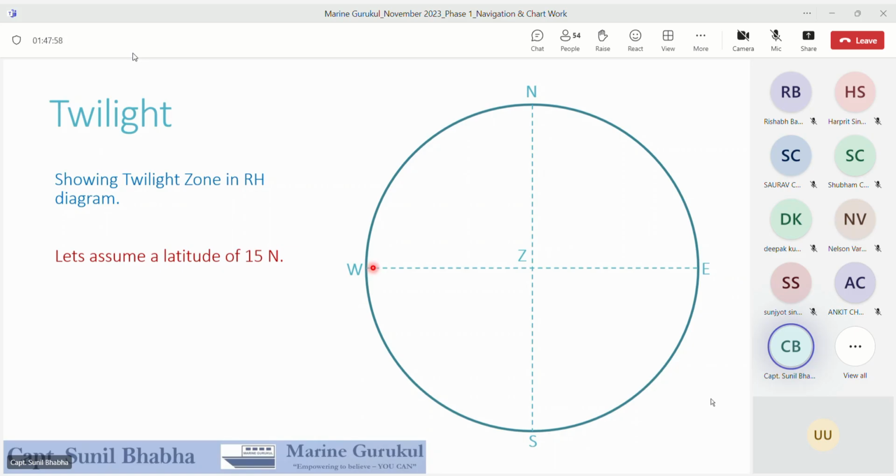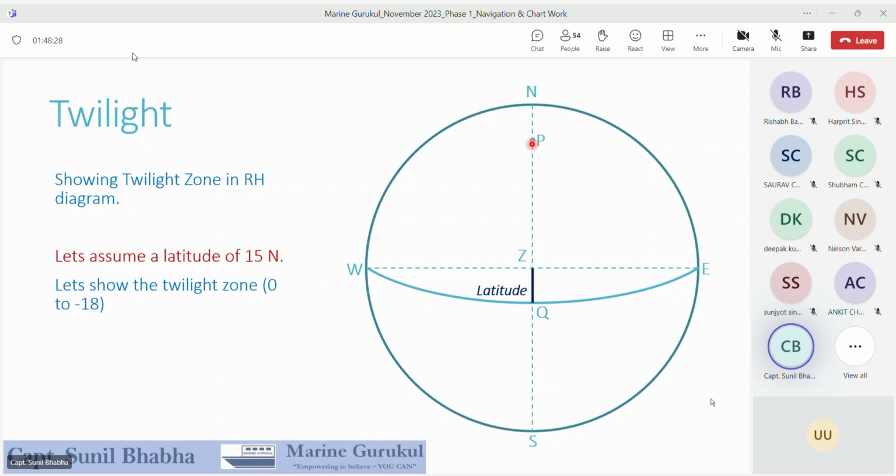Let's assume an observer at a latitude of 15 degrees north. So we can see the latitude coming up on the screen. ZQ represents the latitude. Let's now draw the equinoctial for this particular observer. Equinoctial always passes through the east-west points and the Q point. Now we can also show the pole here. The pole is at this location represented by P.